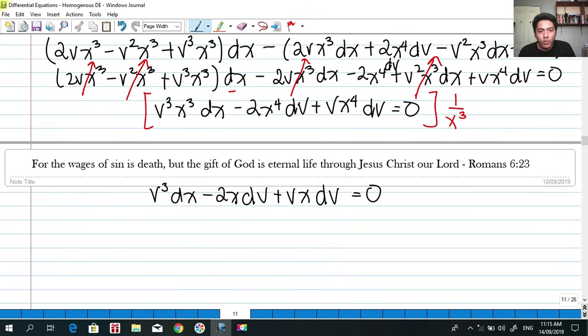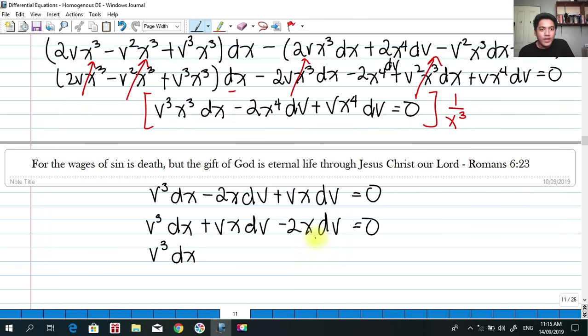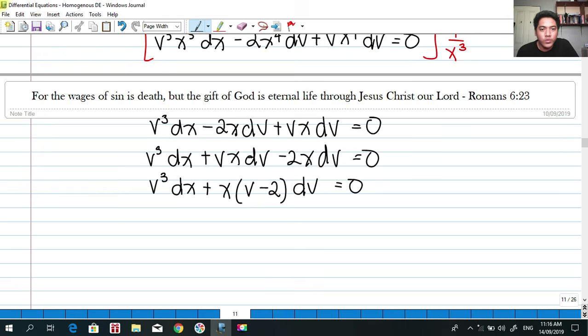If we wish to combine the like terms, I'm going to rearrange this as vx dv minus 2x dv equals 0, plus v cubed dx. I can factor out both dv and x here. If I do that, I could factor x, that should be (v minus 2) dv equals 0. So this one is the same as this. Is it a variable separable now? Yes, it's a variable separable.